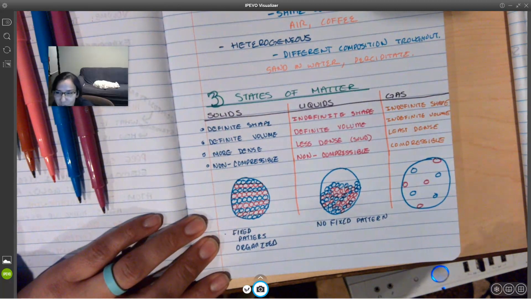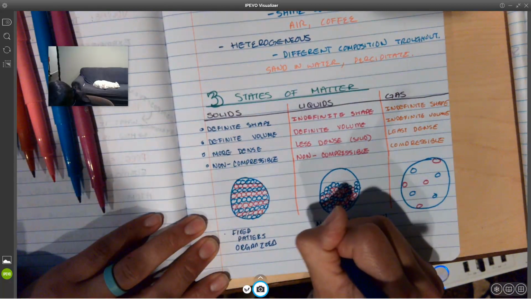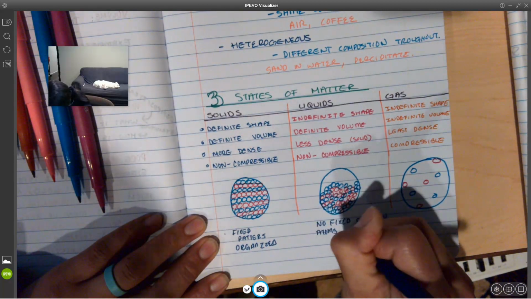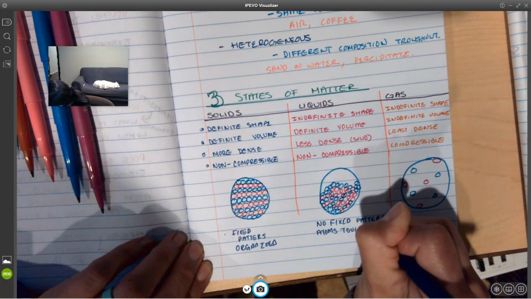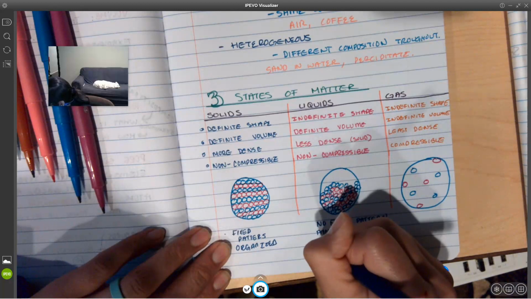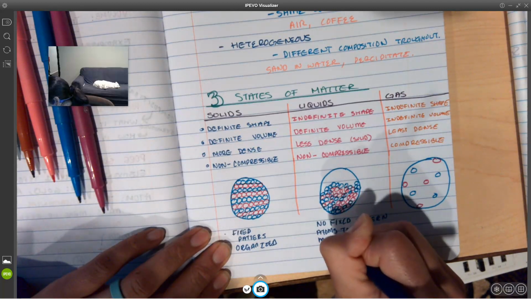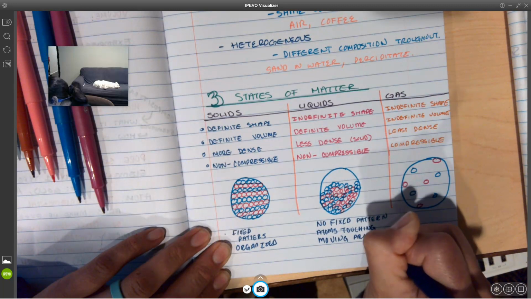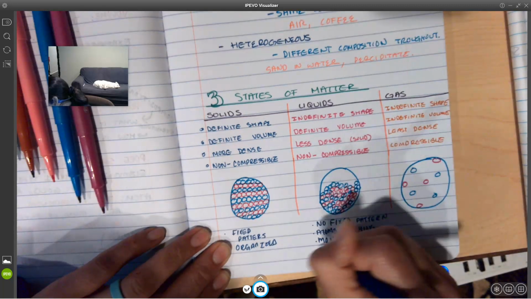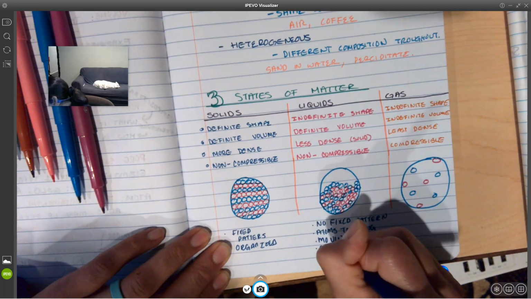But the atoms are still touching. So atoms are touching. I mean, they're touching here as well, but they're just moving around. So it's a little bit, I'm going to call this a little bit more chaotic.